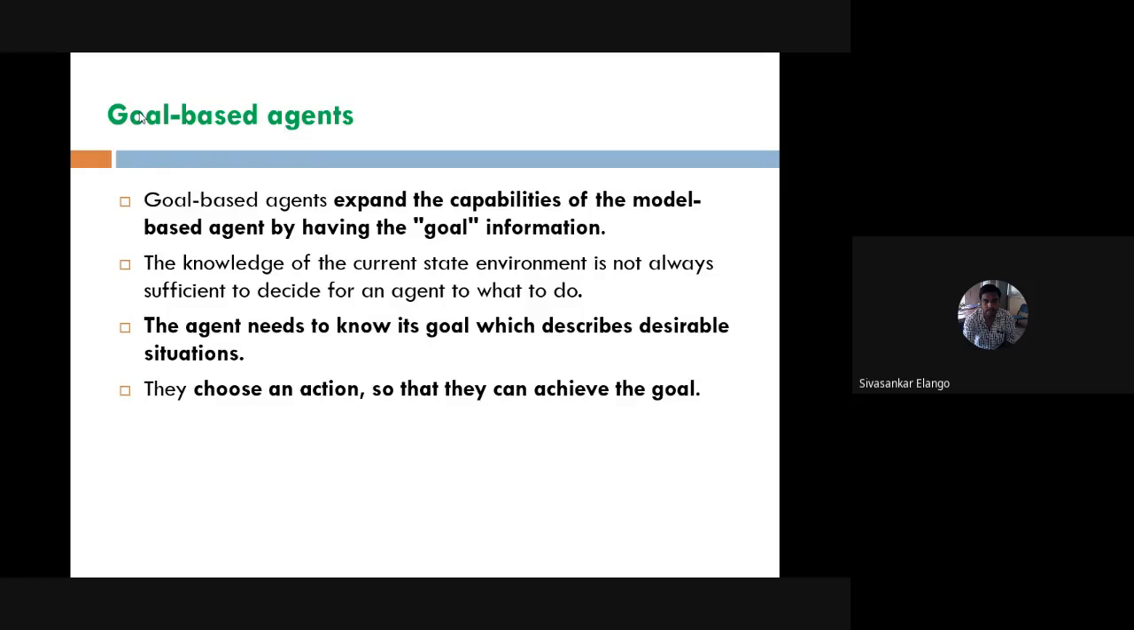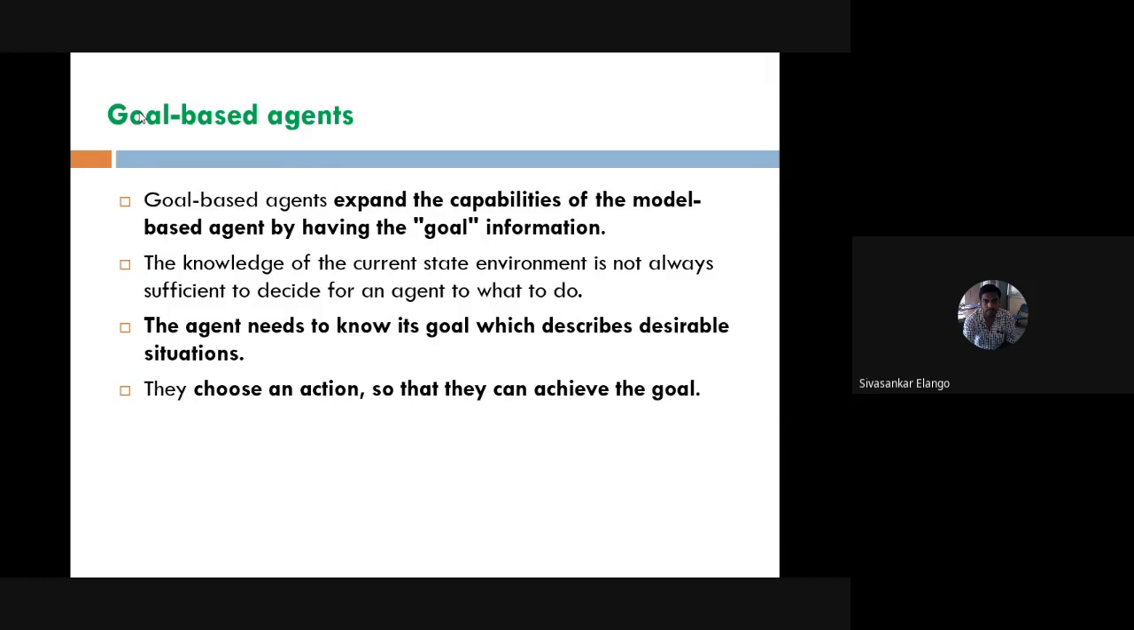The agent needs to know its goal, which describes the desirable situation or desirable performance metric that can be achieved by an agent. So here, in the case of a goal-based agent, the software agent is expected to perform a sequence of actions so that it can achieve the goal, right?